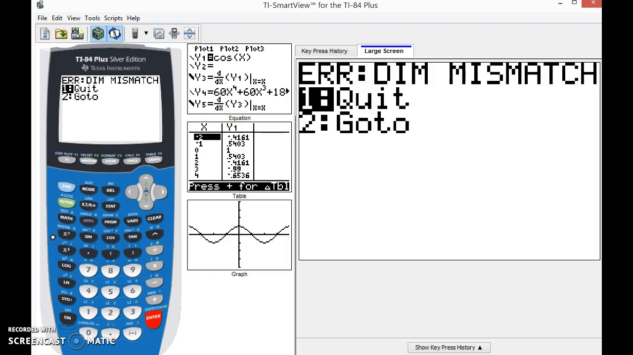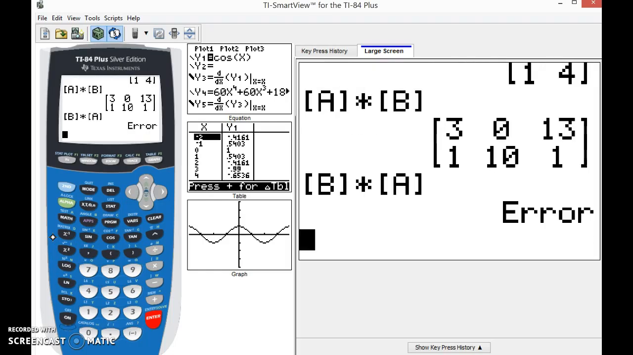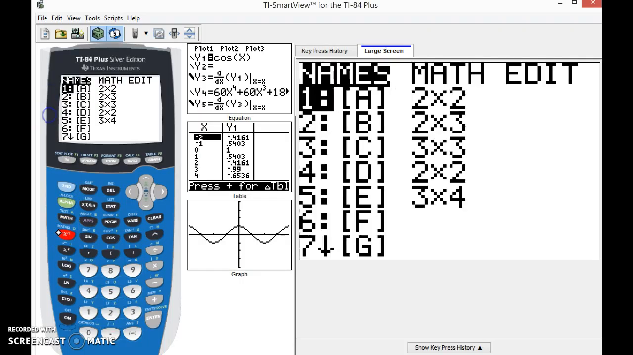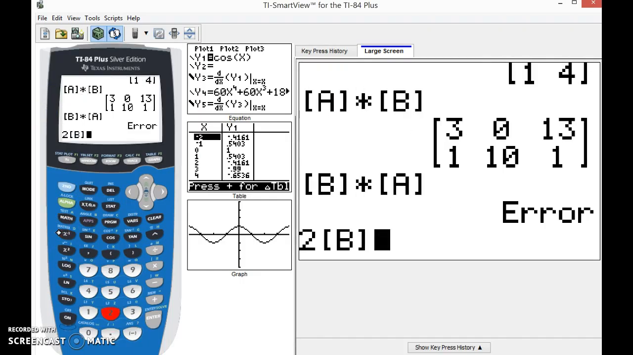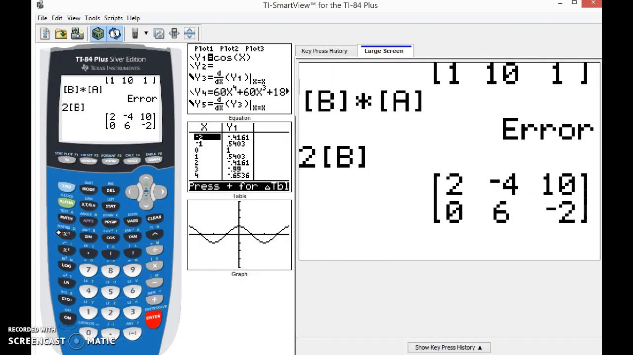Okay, so that was adding, subtracting, and matrix multiplication. The other type of multiplication that we did was scalar multiplication, like 2 times B. So let's go through and do 2 times matrix B. That basically should just double every value in our matrix. And it does.